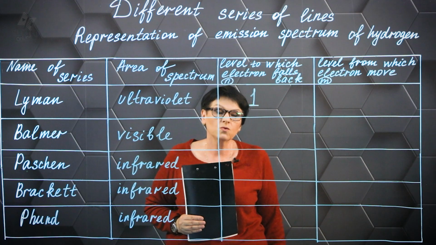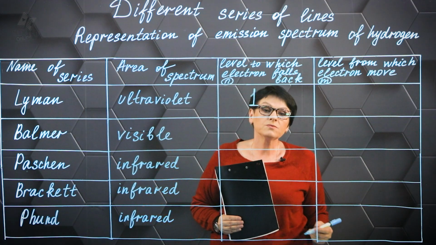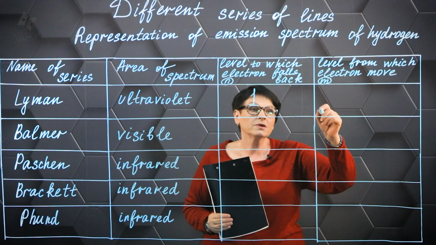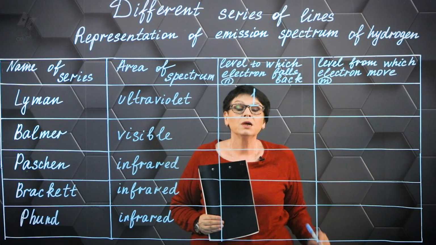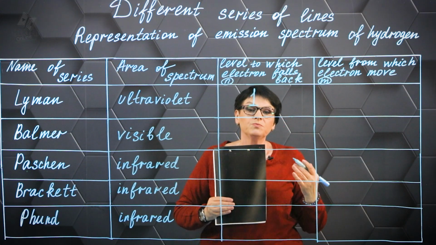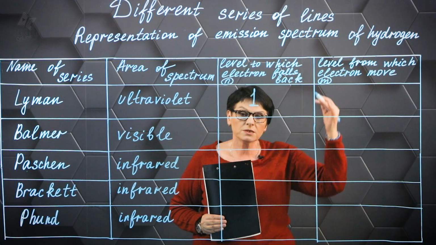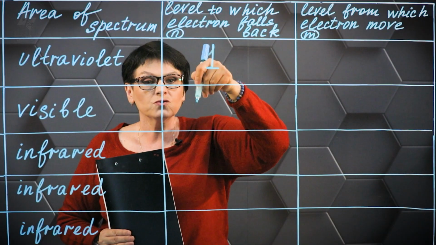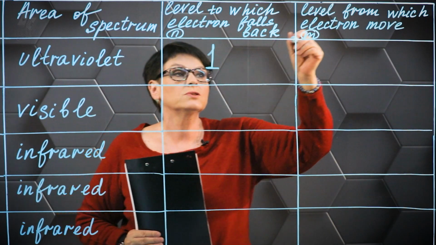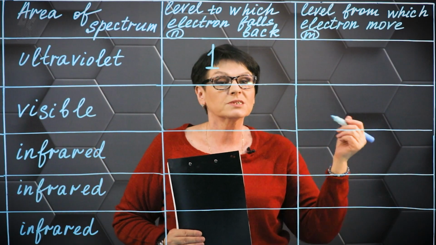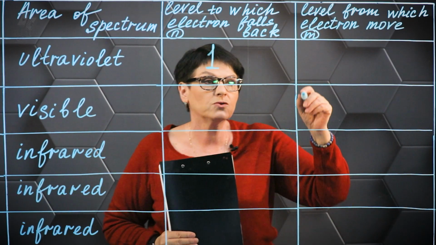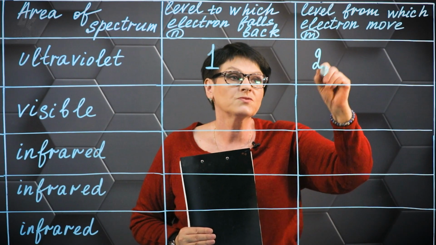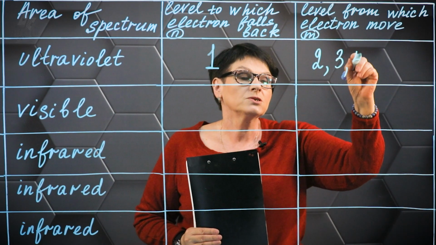So, from which levels can an electron transition to this first level? In other words, N is the level to which the electrons transition from higher energy levels, and M represents the levels from which this kind of transition is possible. So this transition can happen from the second, third, fourth, fifth, and so on energy levels.